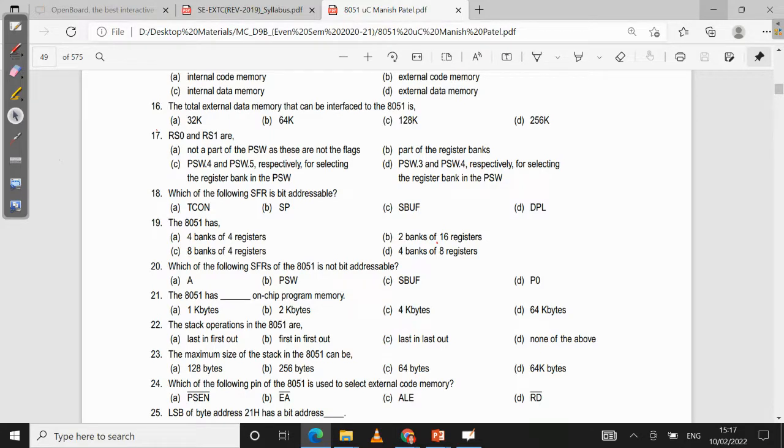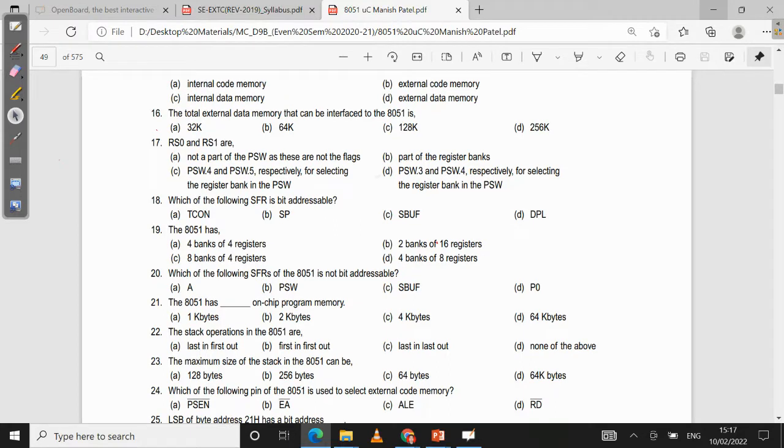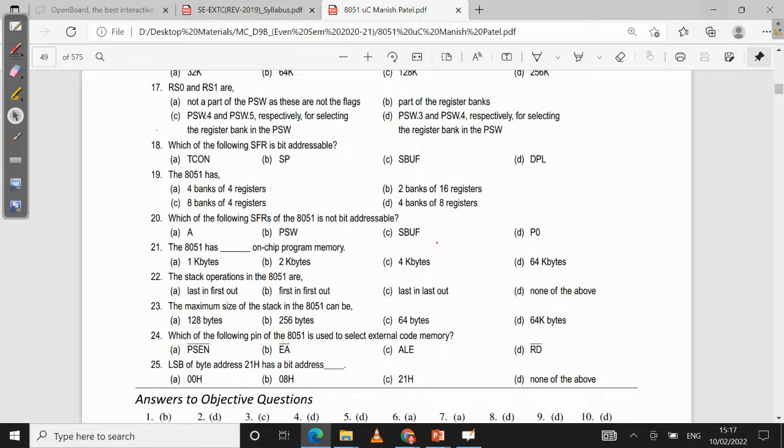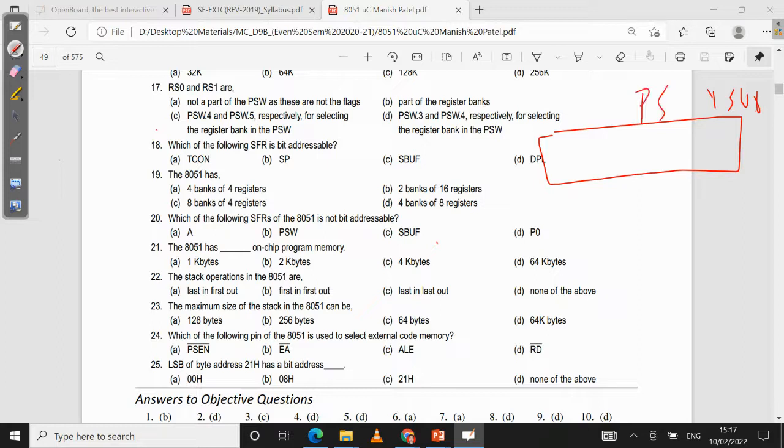Option D is the right answer. You have to look at the PSW register: PSW.0, PSW.1, PSW.2, and the significance of each bit. For that, RS0 and RS1 reside at PSW.3 and PSW.4. So D is the right answer.